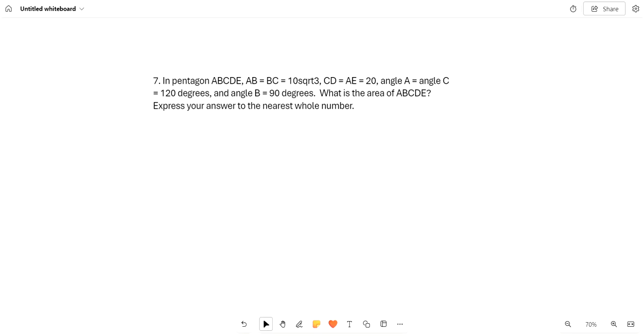So this is week 58 quiz, and number 7 says, in pentagon ABCDE, AB equals BC equals 10 square root 3, CD equals AE equals 20, angle A equals angle C equals 120 degrees, and angle B equals 90 degrees. What is the area of ABCDE? Express your answer to the nearest whole number. So let's create a pentagon here.